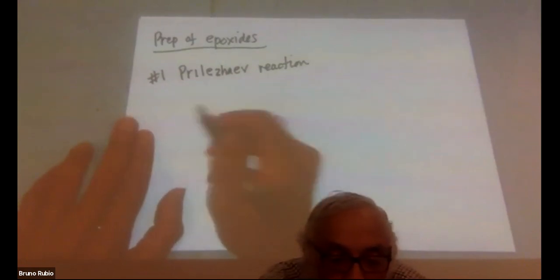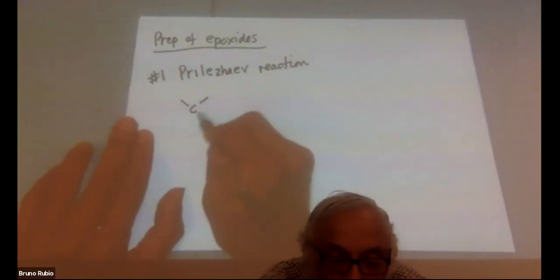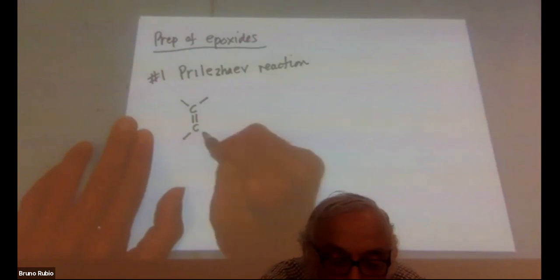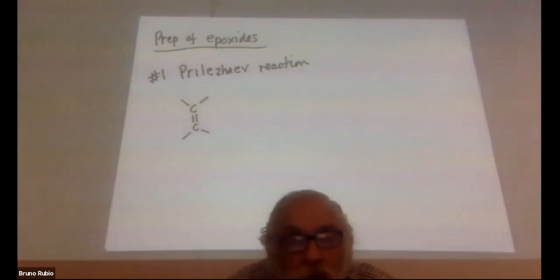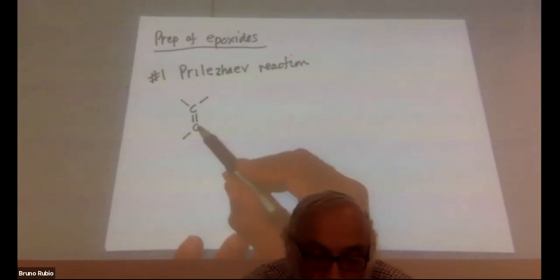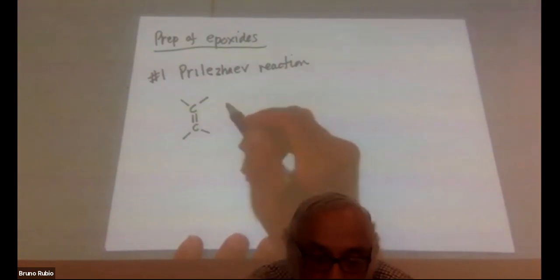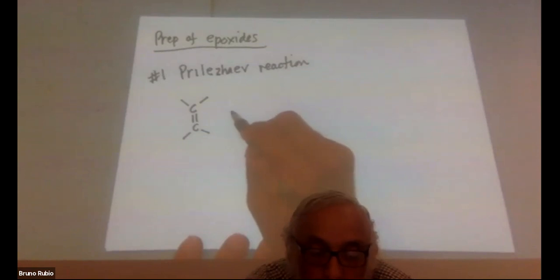You start with an alkene, right? Both of the methods for creating an epoxide that I'm going to talk about begin with alkenes as the starting material. And we know how to make an alkene, right? How do we make an alkene? E1 elimination of an alcohol. So we react an alkene with what is called a peroxy acid.